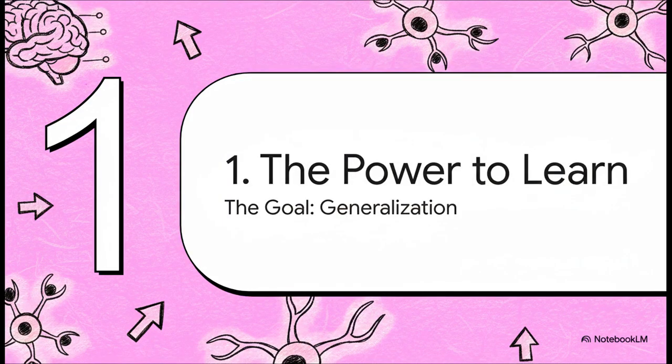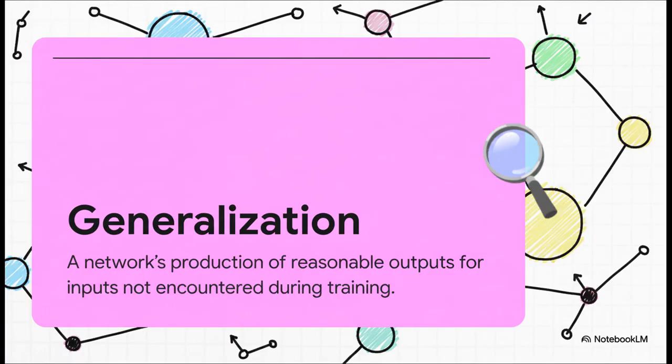Okay, first things first, we have to understand the goal of all this learning. And in the world of neural nets, the ultimate prize, the whole reason we do this, is something called generalization. Think about it this way. If you're studying for a test and you just memorize the answers to the practice exam, sure, you'll ace that exam. But what happens when you get a brand new question you've never seen? You're totally stuck. A network that can generalize has actually learned the concepts, so it can tackle new problems. And that, right there, is what makes it so incredibly useful.